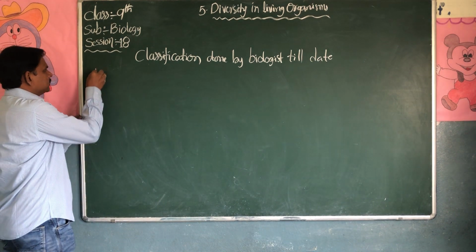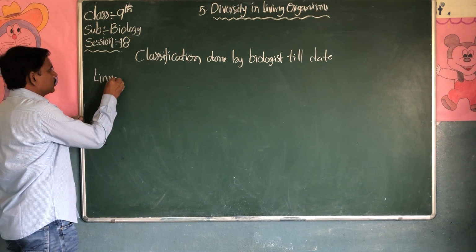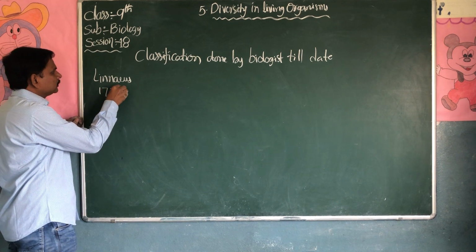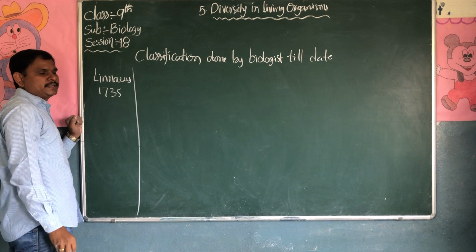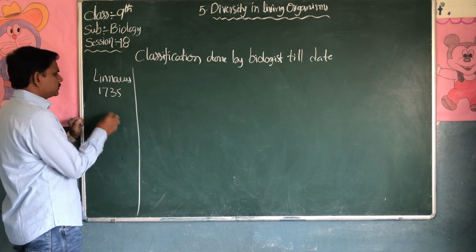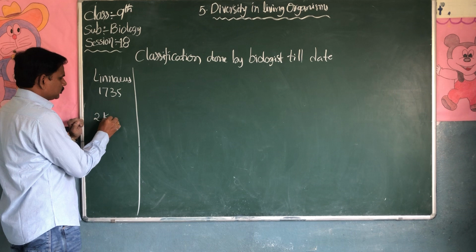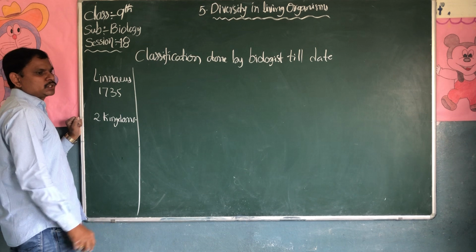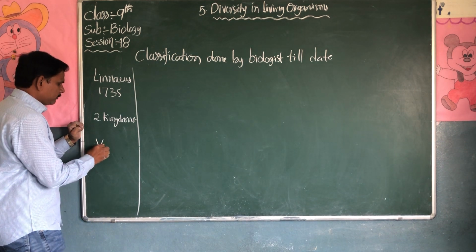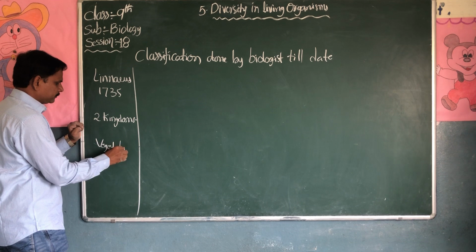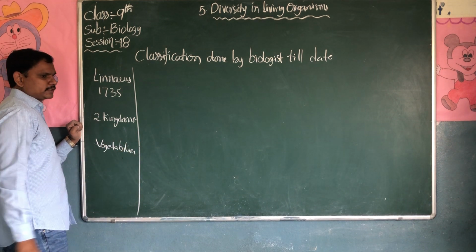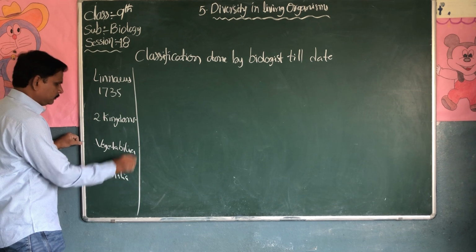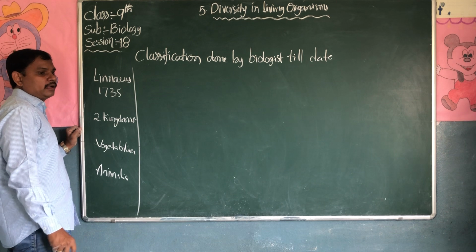First one is scientist Linnaeus. In 1735, Linnaeus divided 2 kingdoms. These names were given: Vegetabilia, and the second one is Animalia. Vegetabilia and Animalia.